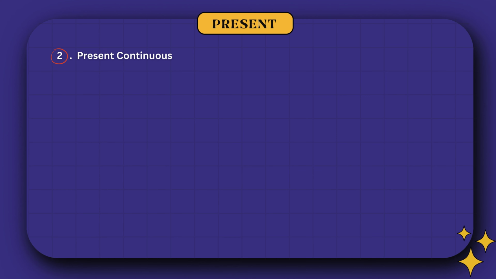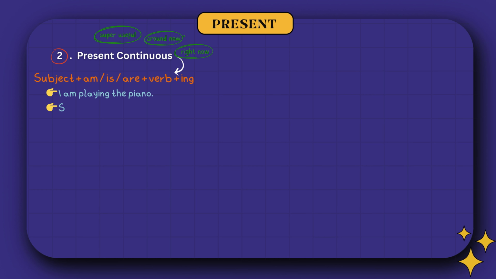Okay, everyone. Now let's move on to the present continuous tense. This tense is super useful. We use it to talk about things that are happening right now or around now. Let's take a look at the structure first. We make the present continuous with subject plus am, is, are plus verb ing. For example, I am playing the piano. She is studying English. They are watching TV.